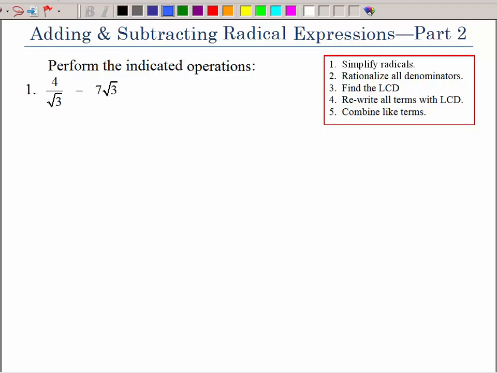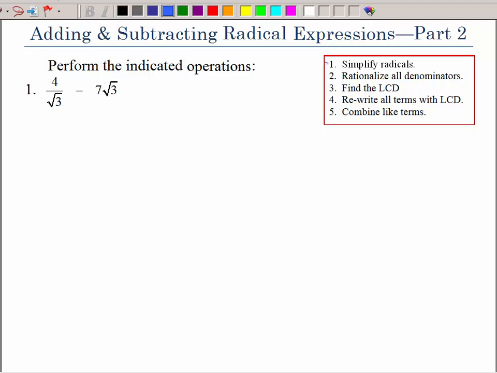We continue our discussion of adding and subtracting radical expressions in this video. What makes this a little bit different and a little bit more difficult is that we're going to have fractions, and so we have to go back and remember how to rationalize denominators, plus we have to remember how to add fractions, which means find common denominators. So again, I have a process. It's not a rule, but I think it will help you out.